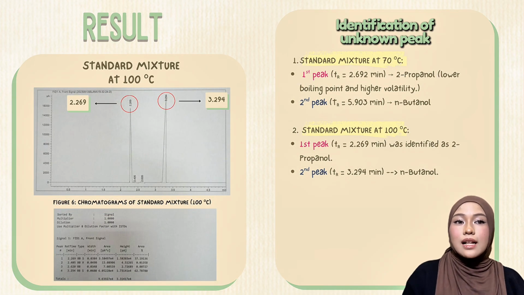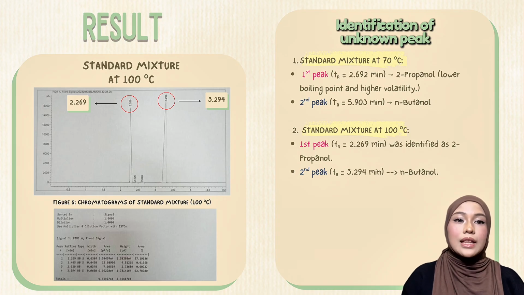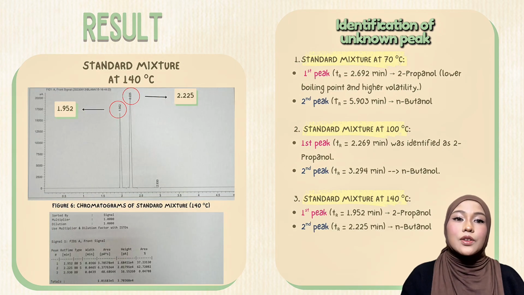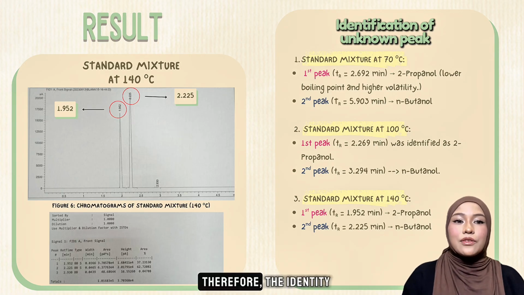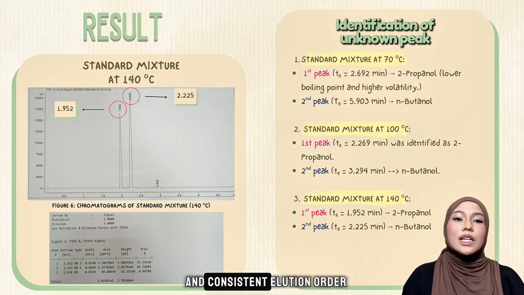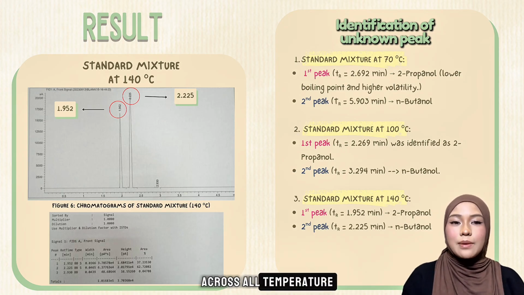Next, at 100 degrees Celsius, two peaks were again observed at 2.269 minutes and 3.294 minutes. The first peak remained as 2-propanol and the second peak remained as N-butanol. Lastly, at 140 degrees Celsius, the peaks were observed at 1.952 minutes and 2.225 minutes. Despite the peaks eluting closer together, the elution order remained the same, allowing consistent identification. Therefore, the identity of each peak was confirmed using retention time matching and consistent elution order across all temperatures.